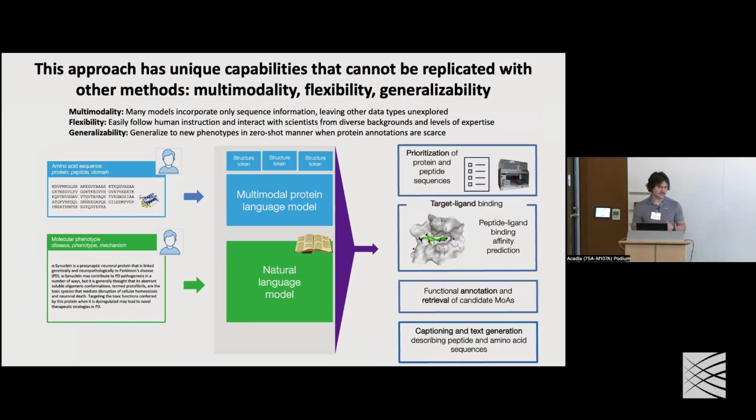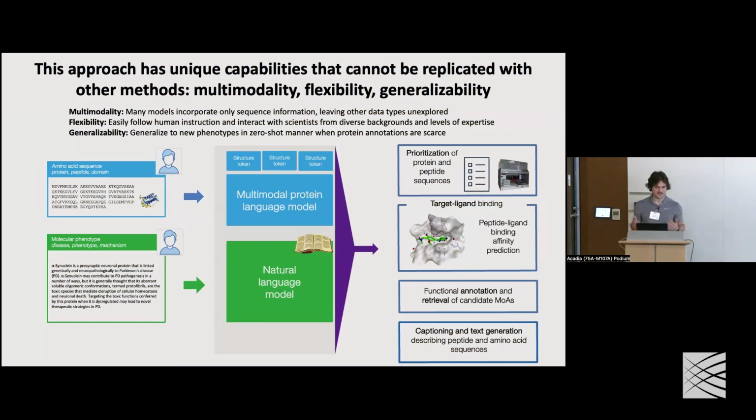For flexibility, we want this model to be able to easily follow human instruction and interact with scientists from diverse backgrounds and levels of expertise, with very little coding experience at all. This is the promise of the age of LLMs, that we can use text to interact with these models. And so we want to use that capability to facilitate interaction with the protein space rather than just the text space.